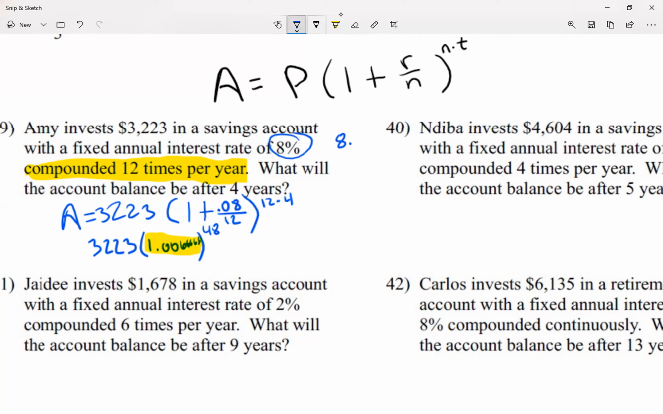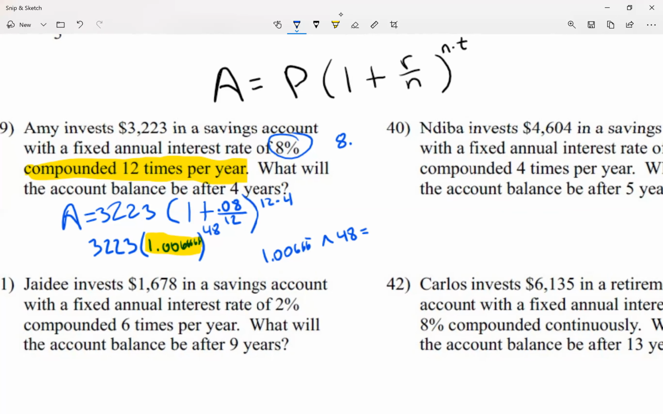So I have that. So like I said, I have a 1.00 and then a bunch of sixes. I'm going to multiply this to the 48. So I'm going to press the caret sign to the 48. So I'm going to do my parentheses to my exponent. And whatever I get, right, I'm going to press equal.